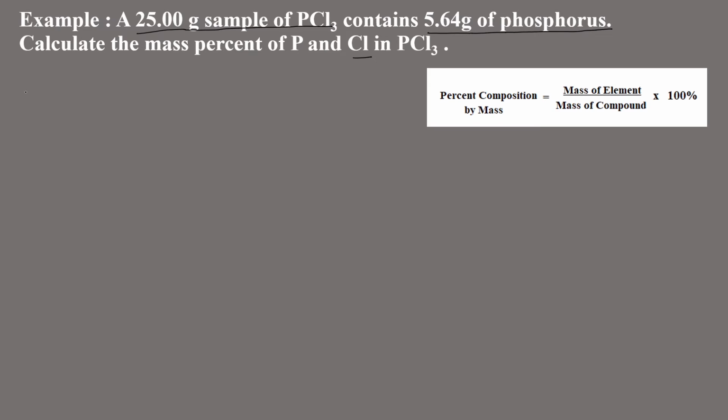So let's find the mass of chlorine first. The mass of total is 25.00 and the mass of one of the components is 5.64 gram, and you have 19.36 gram chlorine. For our sig figs or decimal places, you can see here you have 2 decimal places, here you have 2 decimal places, and in your answer as well you have 2 decimal places, so we don't have to do any rounding.